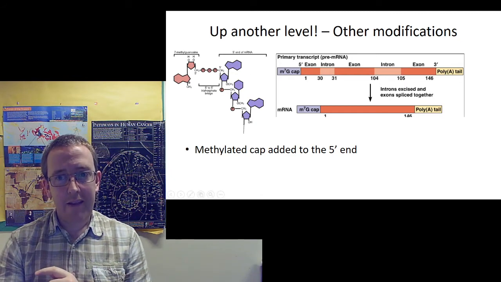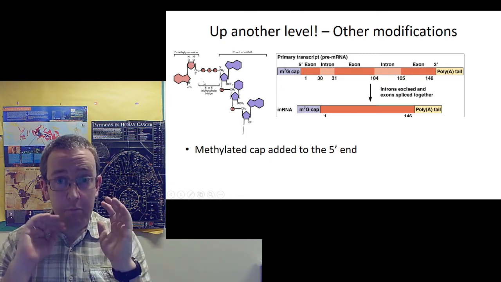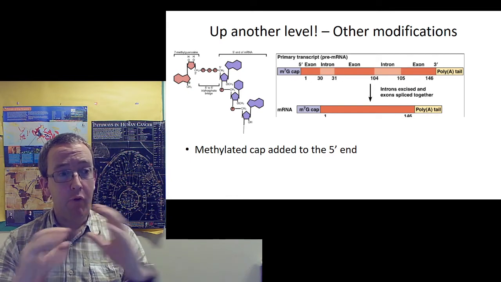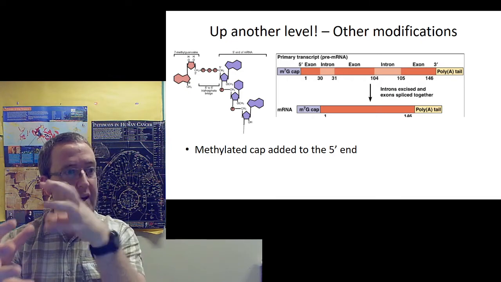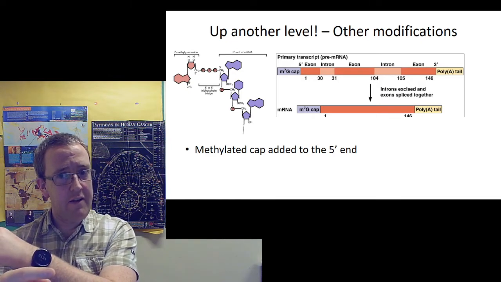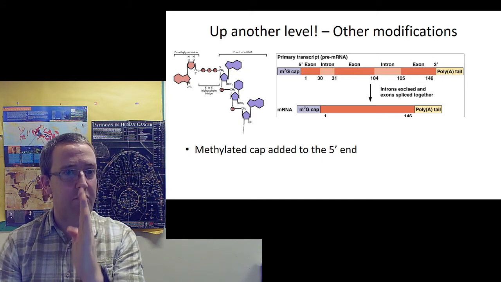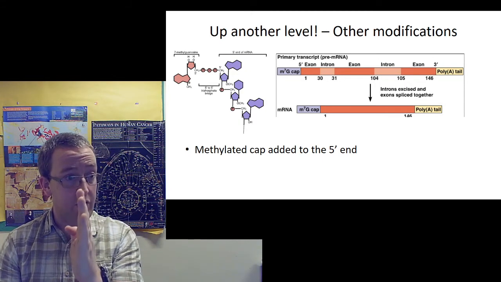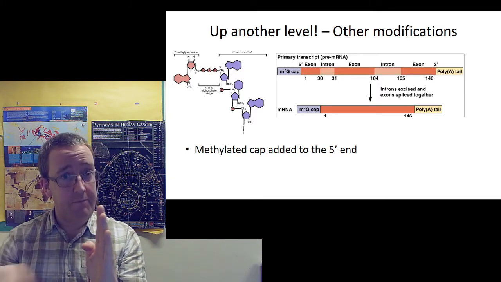So this methylation, this adding of a backwards base with all sorts of methyl groups on the end, makes it nigh on impossible for an enzyme, a nuclease, to get onto the 5' end and start to break down the RNA. So the 5' end is pretty well protected from these nucleases, which is good because our ribosome can then start attaching and manufacturing copies of the protein.